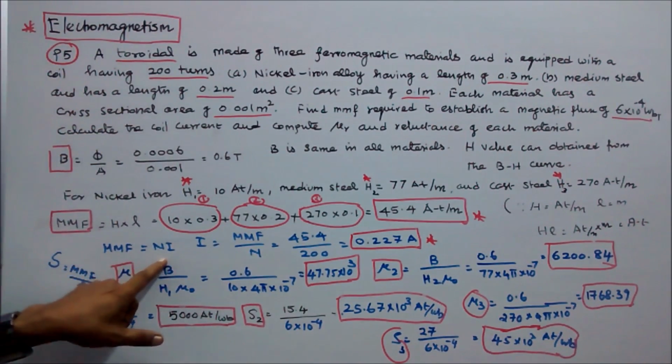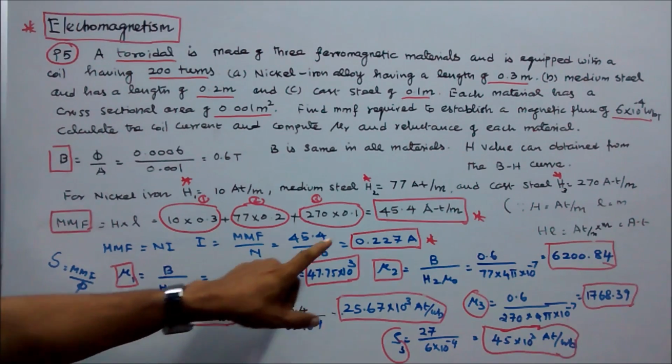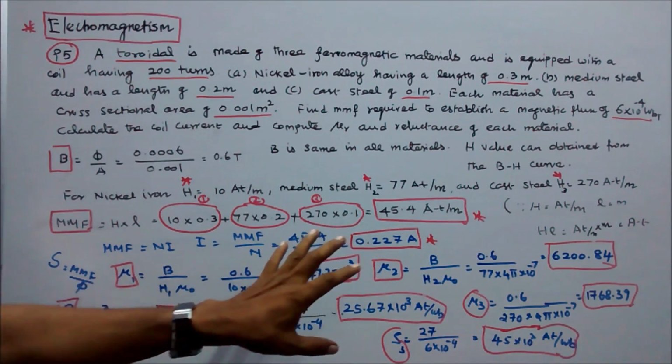MMF is equal to N into I. Here N is given 200. I can find I. I is equal to 45.4 divided by 200. That is equal to 0.227 amps.